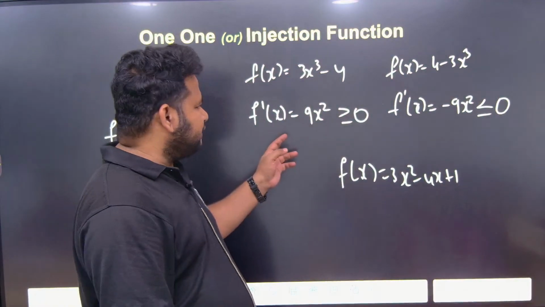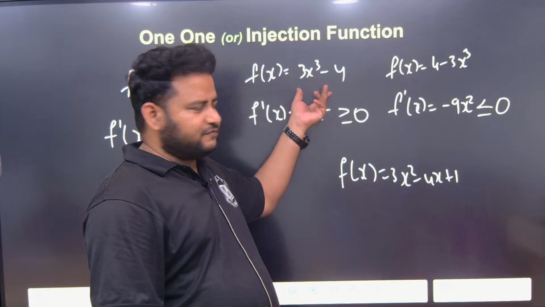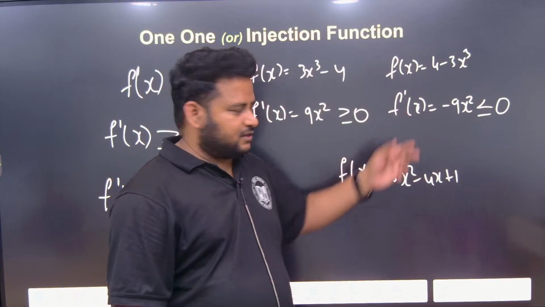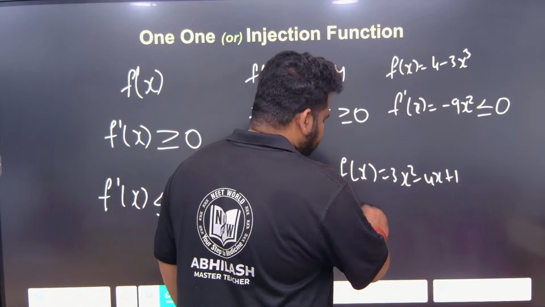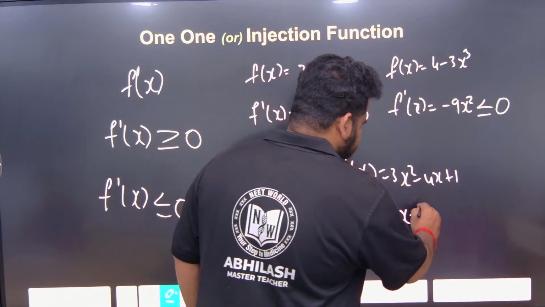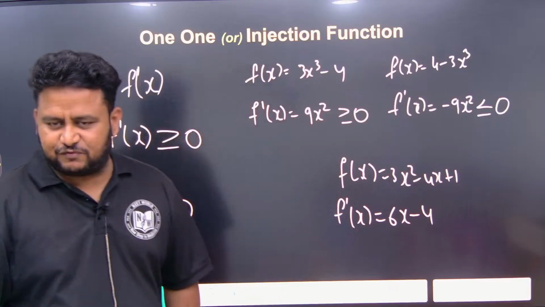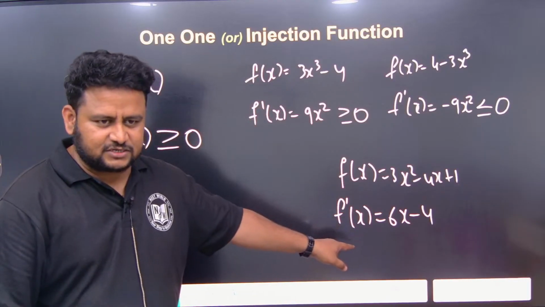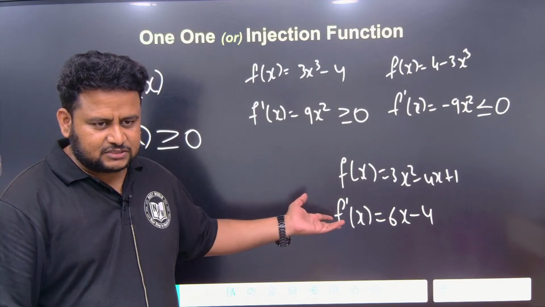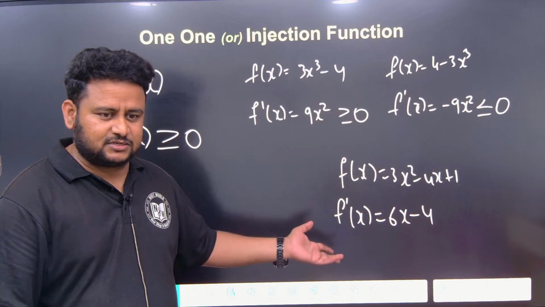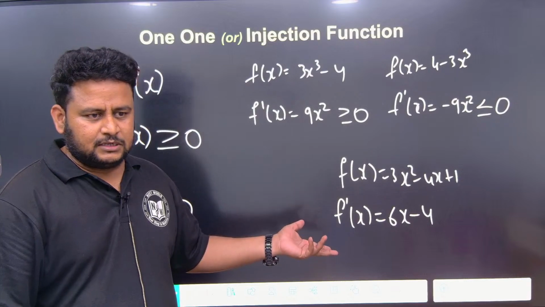Both these functions are what? This function is one-one, this function is also one-one. Now differentiate this. So f dash of x will be equal to what? 6x minus 4. Now this can be greater than 0, less than 0. It can be greater than or equal to 0, less than or equal to 0. It can happen at the same time.